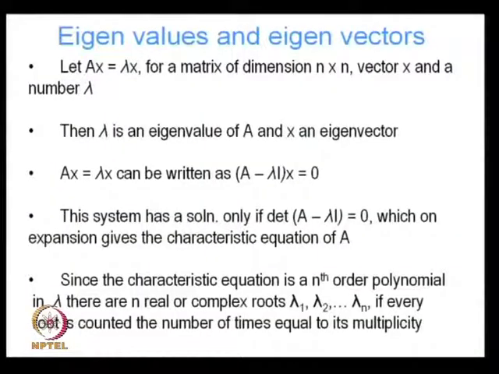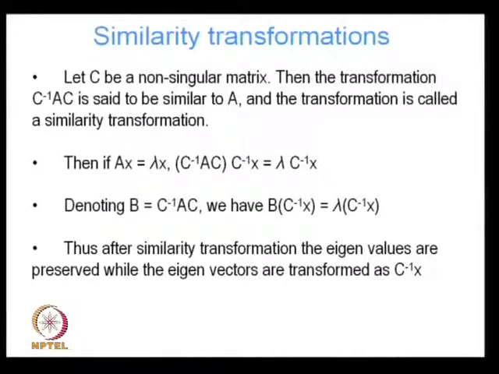Depending on the roots of the polynomial, we get the eigenvalues of A: lambda 1, lambda 2, through lambda n, which may be real or complex numbers. But if we count each root a number of times equal to its multiplicity, we get n real or complex roots of that polynomial, which are the eigenvalues of A.